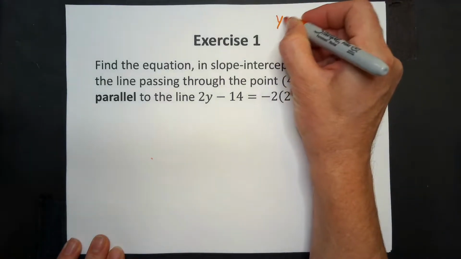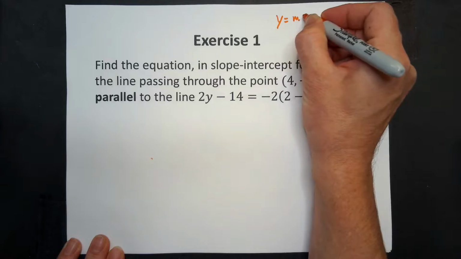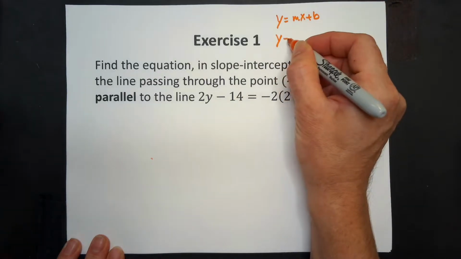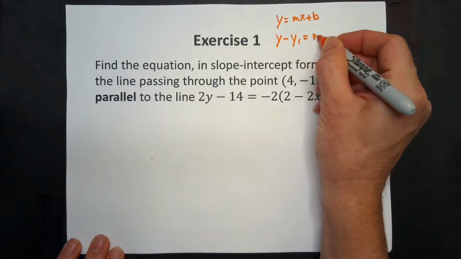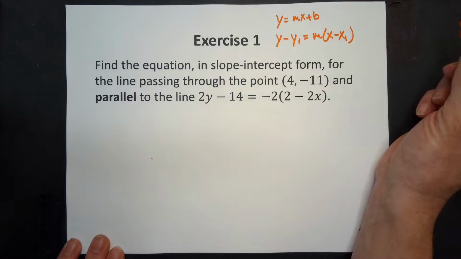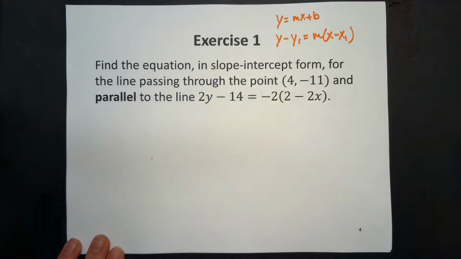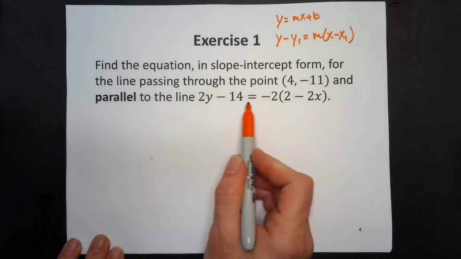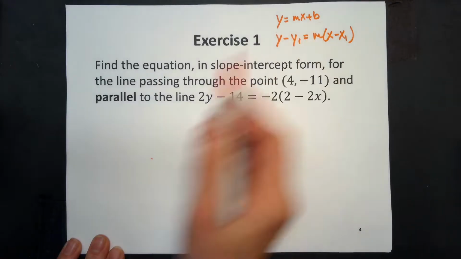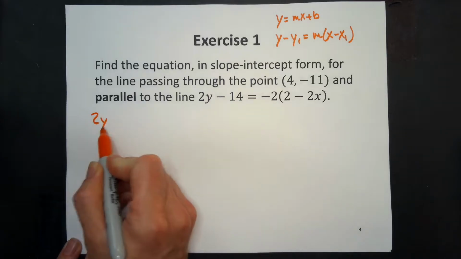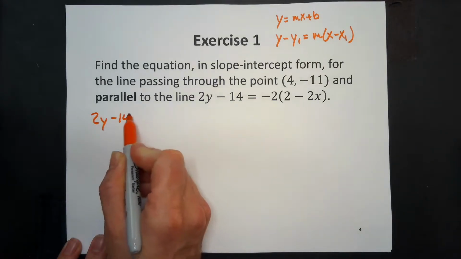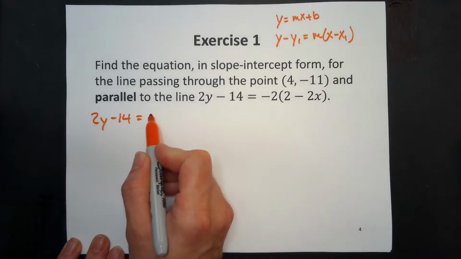So we're going to use y equals mx plus b to find our slope, and then we're going to use y minus y1 equals m times (x minus x1) for the equation of our line. And then we want it in slope-intercept form at the end. So first thing we need to do, we need to solve this line right here for the slope. So we need to put it in slope-intercept form. So we're going to say 2y, and let's just keep the 14 on the side for now. Multiply through by -2.